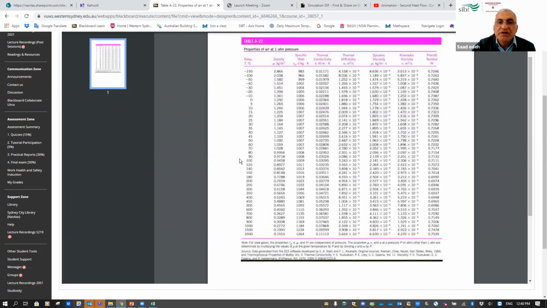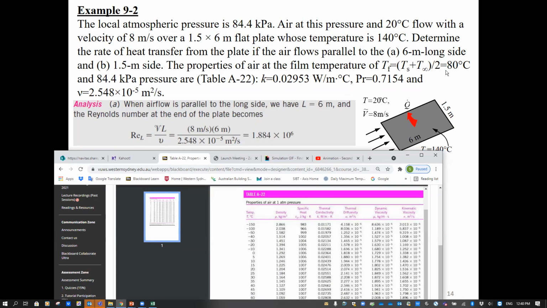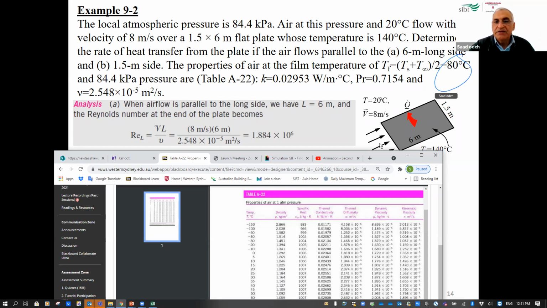The first column is temperature. This is for air at 1 atmosphere, which is close to our case in the example. All other columns are the properties of the air at each temperature. So what's the temperature we have in the question? For the air temperature, we should refer to the film temperature. What is the film temperature? It is 80, correct? We said that it's 80. So we go to 80 here.